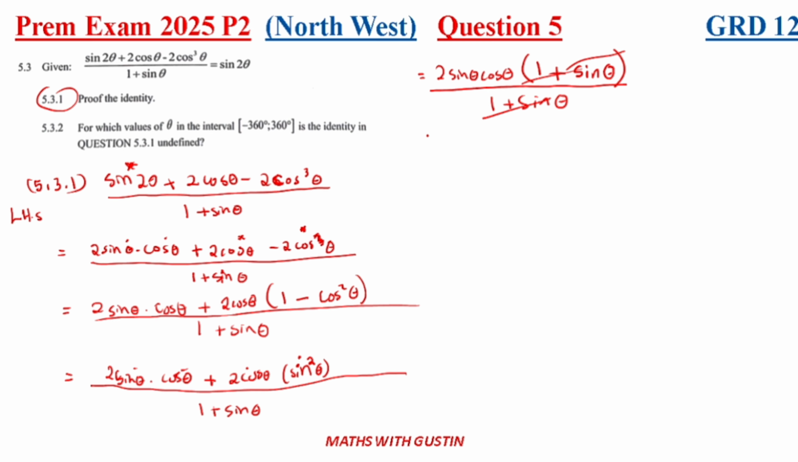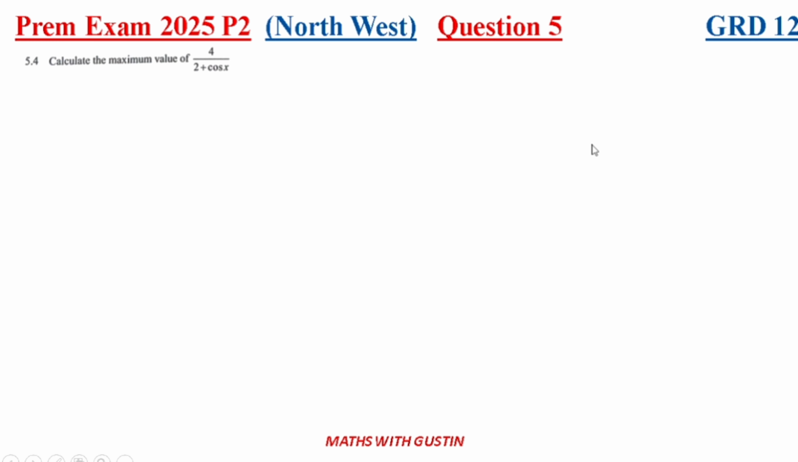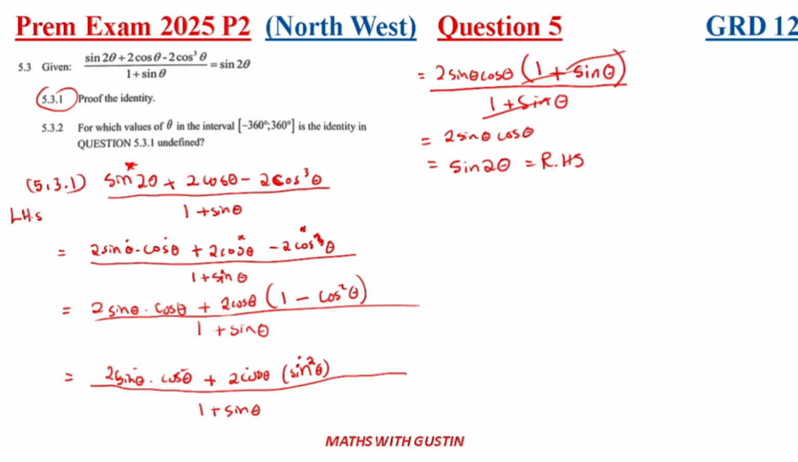1 plus sine would cancel out, therefore we are left with this, which can also be changed to sine 2 theta, which is equal to the right hand side. Okay, so that is how you deal with this one. So yeah, took us a bit of time there, but it's fine, guys. We did what we can do. Please let me know what you think.